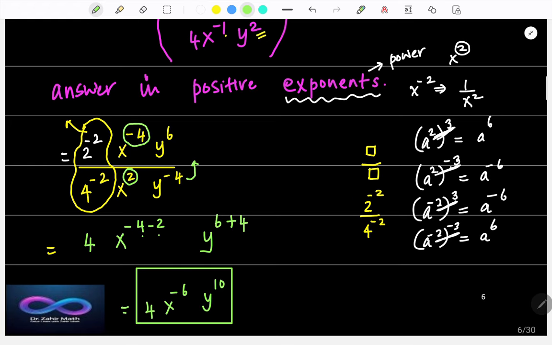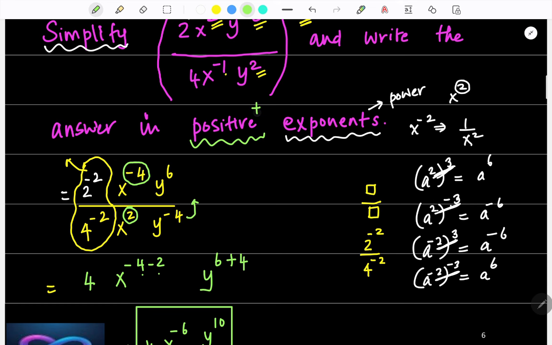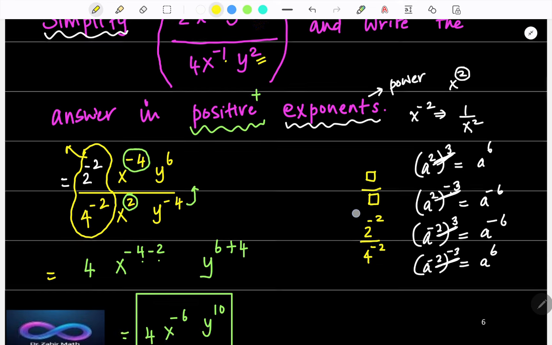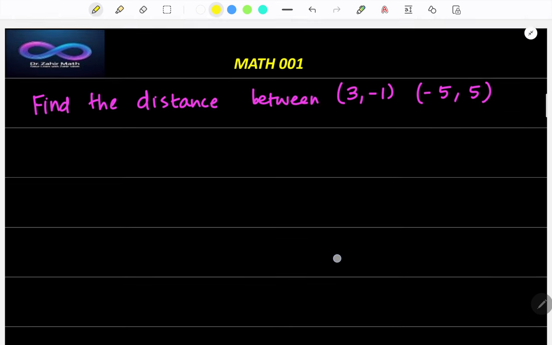But let me go back here. Write your answer in positive exponents. What do you mean by positive exponents? You have to give the answer in positive power. Clear, everybody? So for the number, there is no power. Okay, no problem. And is this a positive power? No. Is this a positive power? Yes. So one small change you have to do, which is 4. This x power 6 I'm taking down. So it will be positive power and then y power 10. So this is going to become your answer. Clear? Right. Let's go to the next question.